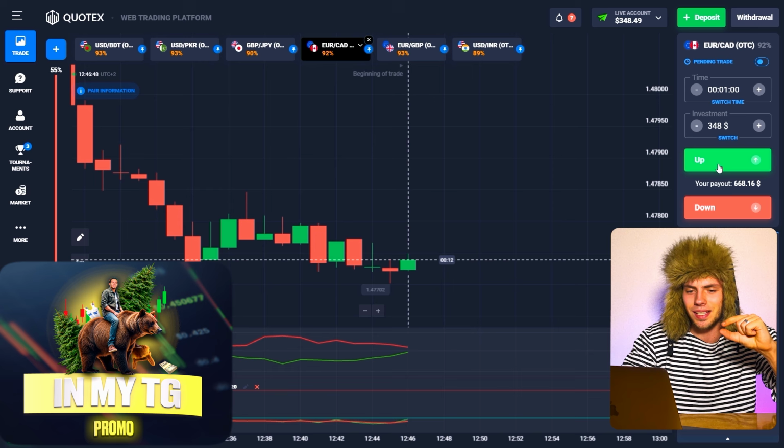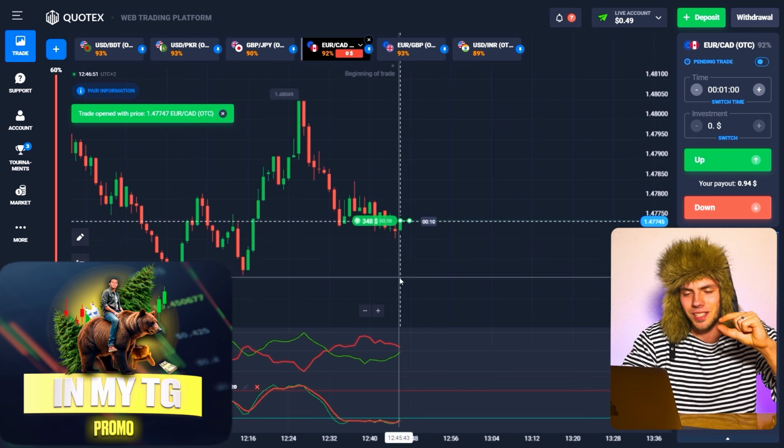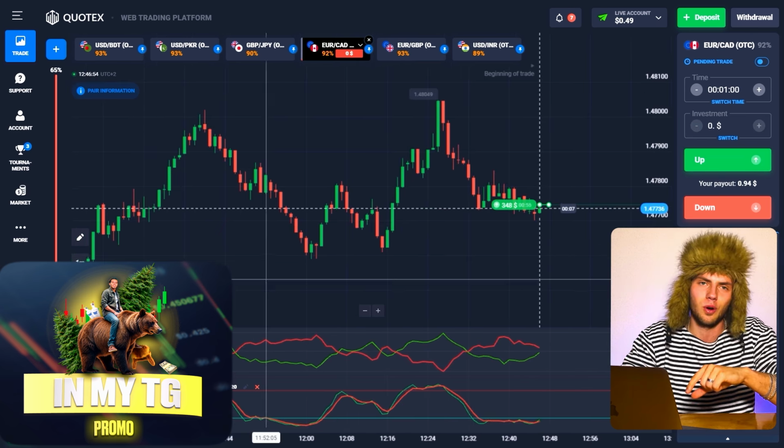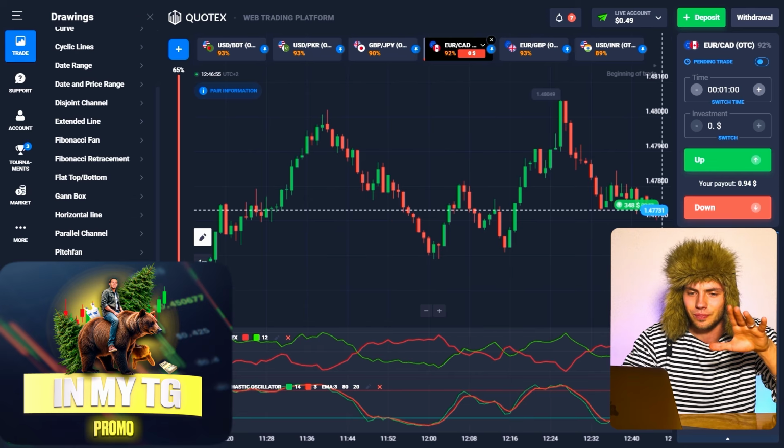You see these lines, according to Vortex, are just about to intersect. That's the very good moment to enter such kind of trades, guys. Let me show you.